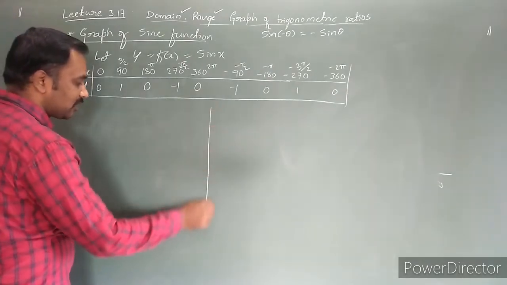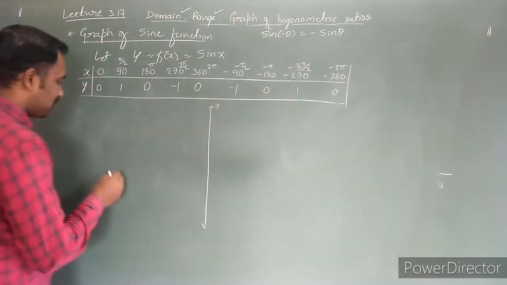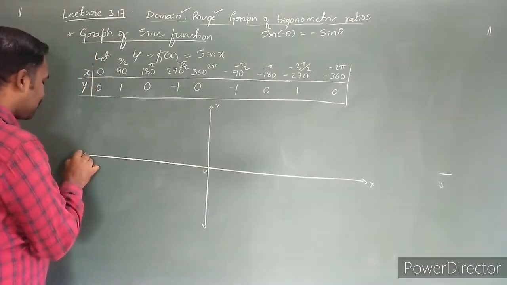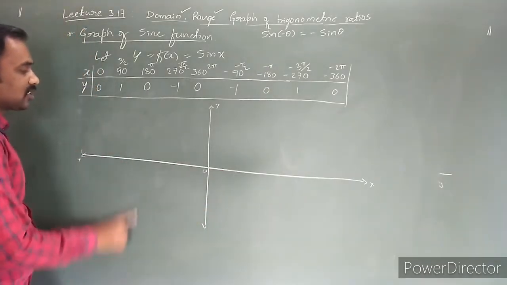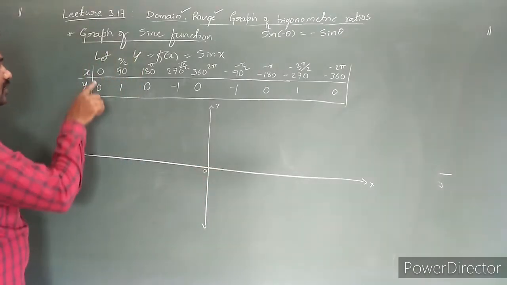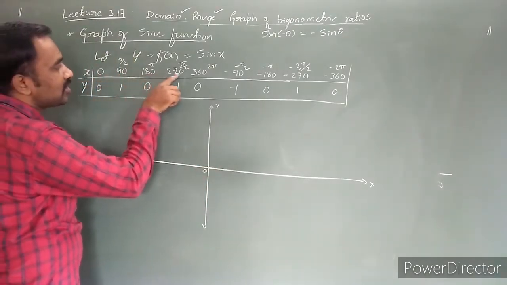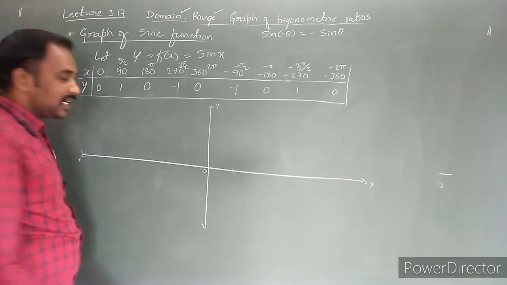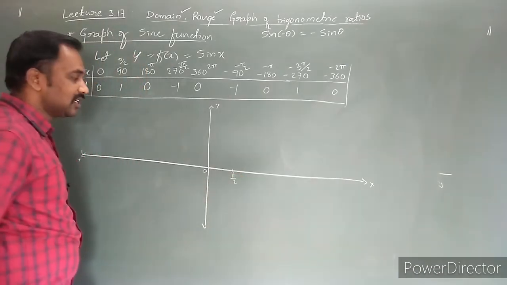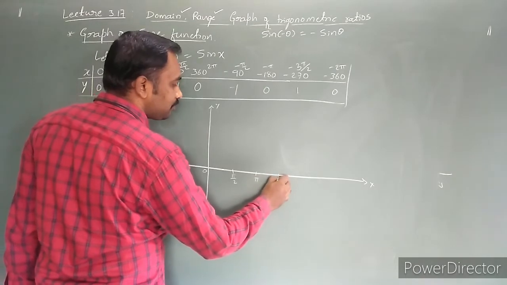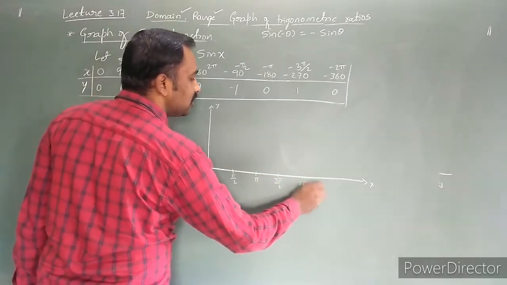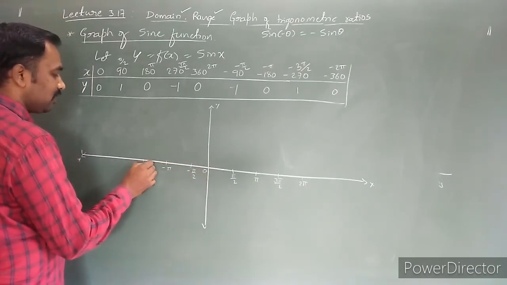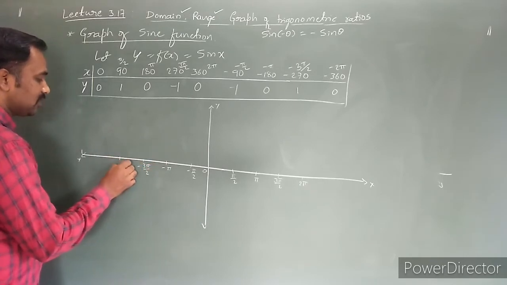Consider an xy coordinate plane. This is the y-axis, and this is the x-axis. This is the negative side of the x-axis, and the positive side of the x-axis. On the x-axis, consider the values. What are the x values? 0, 90, 180, 270, 360. I am going to take 1 centimeter equal to 90 degrees, that is pi by 2. I am writing the radian measure: pi by 2, pi, 3 pi by 2, and 2 pi. Similarly, negative angles: minus pi by 2, minus pi, minus 3 pi by 2, and minus 2 pi.